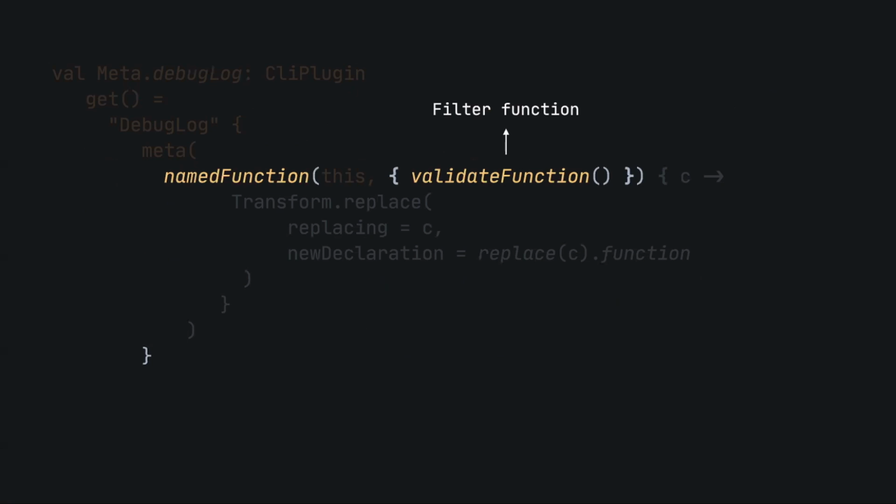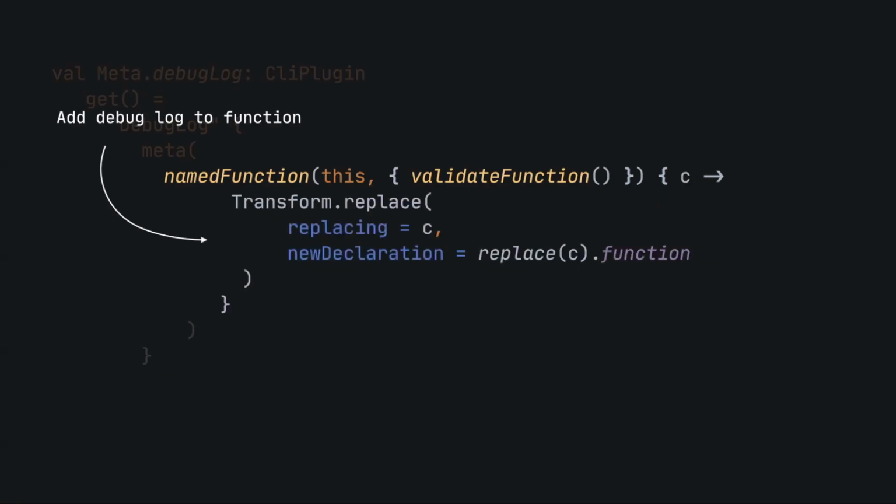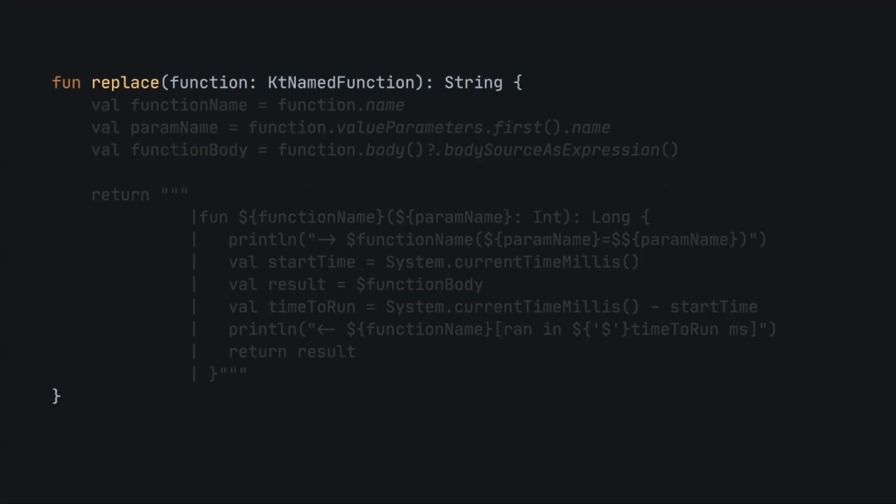I'm going to specify this and give it to this name function object, and then I'm going to apply a transformation on it. The transformation that I'm going to apply is called replace. When I have found this function in my code, I want to be able to transform it and add the logging statement and logging for it. In order to do that, I made a replace method. What the replace method does is take the KtNamedFunction, the object that was found, and return a string.